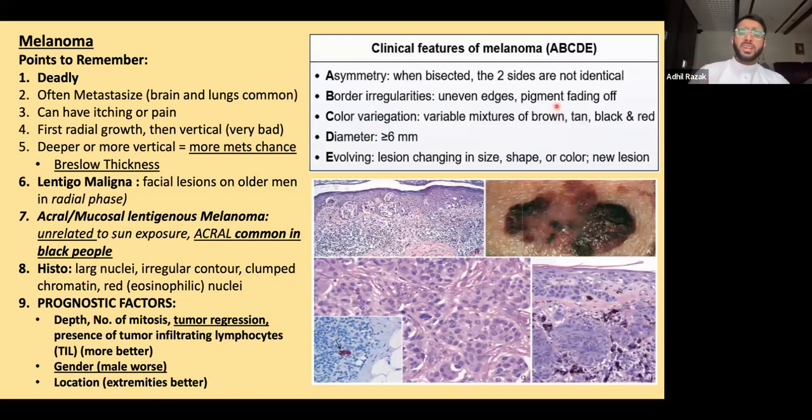In some areas, the pigment's fading off. There's variable colors. Sometimes it's brown, tan, black, red. It's not a single black lesion that you're expected to see. They're large, and the diameter is over 6 millimeters.